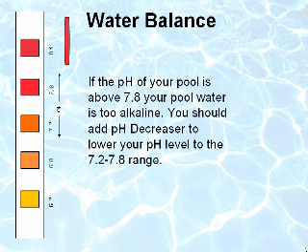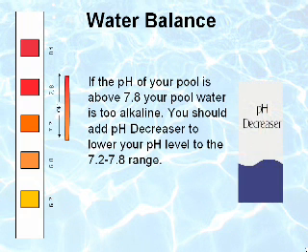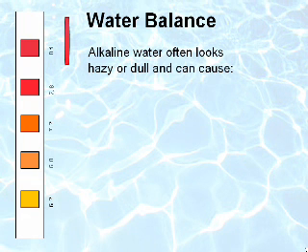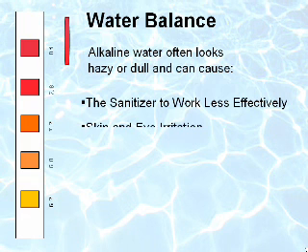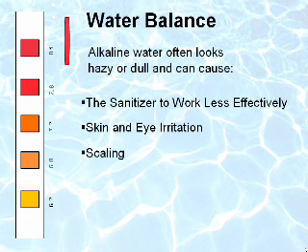If the pH of your pool is above 7.8, your water is too alkaline. You should add pH decreaser to lower your pH level to the 7.2 to 7.8 range. Alkaline water often looks hazy or dull and can cause the sanitizer to work less effectively, skin and eye irritation, and scaling.